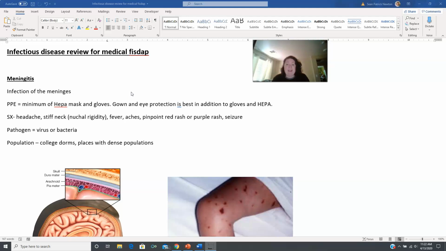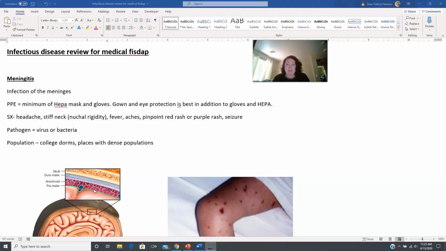Symptoms is a headache. Obviously, you've got this infection around the brain, so you've got a headache. A stiff neck. The medical term for stiff neck is nuchal rigidity. Nuchal is neck and rigidity is stiff, so stiff neck. If you have a patient and you try to flex their chin to their chest, they probably won't let you. And if they do, they'll say there's a lot of pain. They have a stiff neck. That's one of the hallmarks of meningitis.